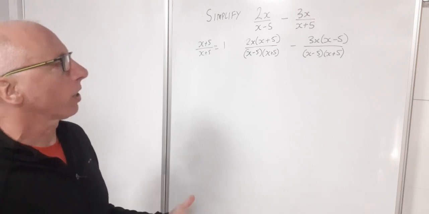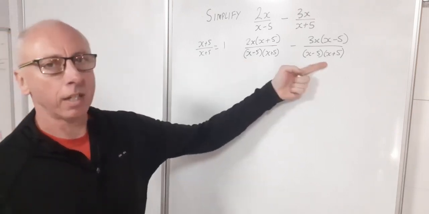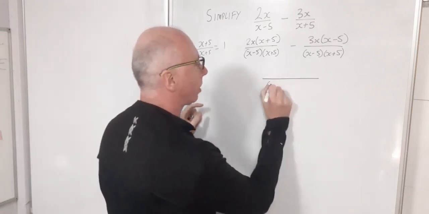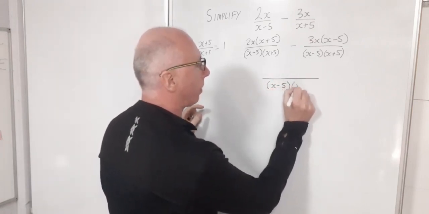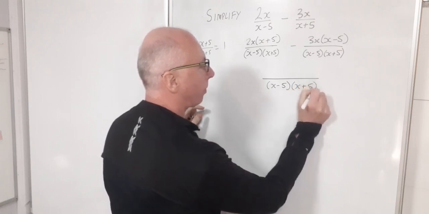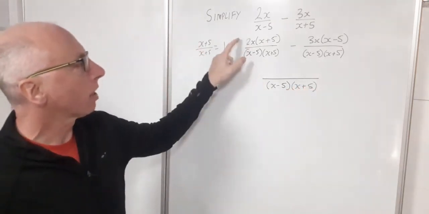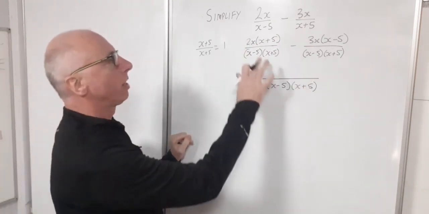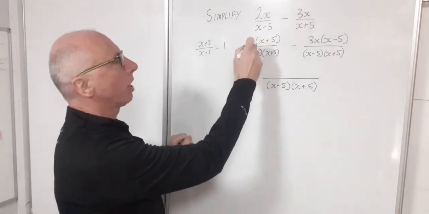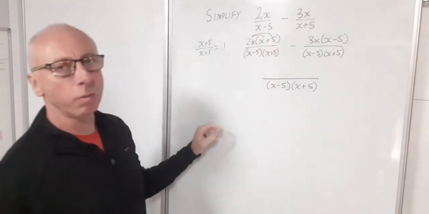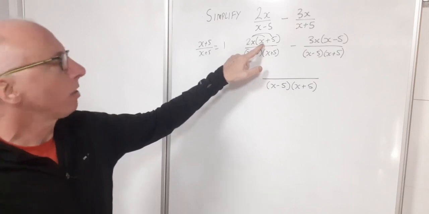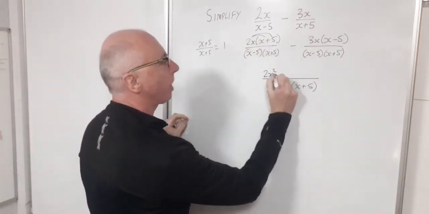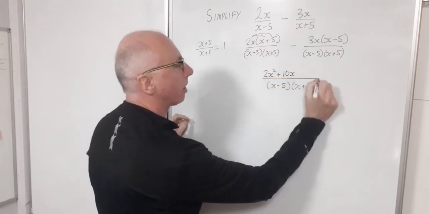Okay, so now I've got the same denominator. So now I can write it as one fraction, which is our goal. That's what we want to try and do. So I've got x minus 5, x plus 5, and now I can put these two numerators in this one numerator here. So let's multiply these out as we go. So distribute the 2x with these two terms inside the brackets. So 2x times x is 2x squared. 2x times plus 5 is plus 10x.